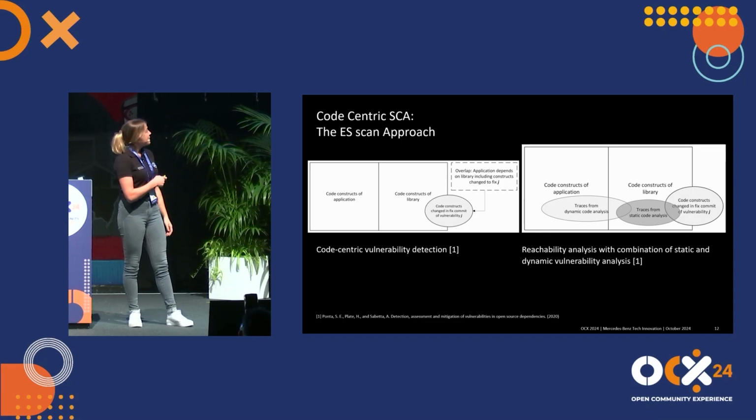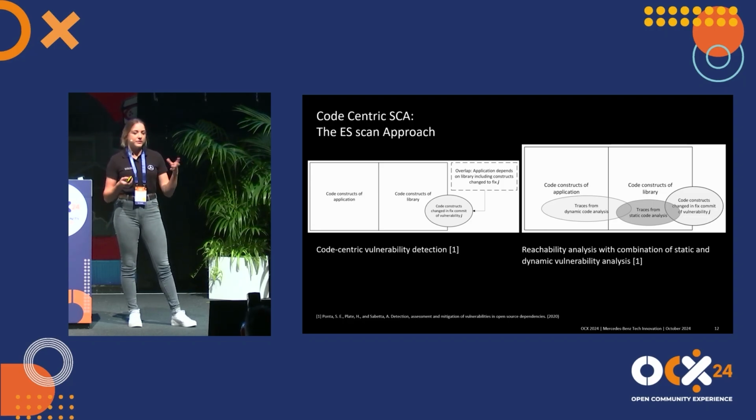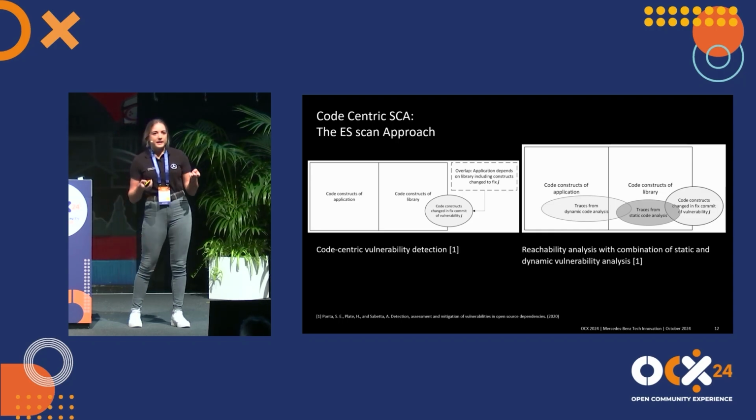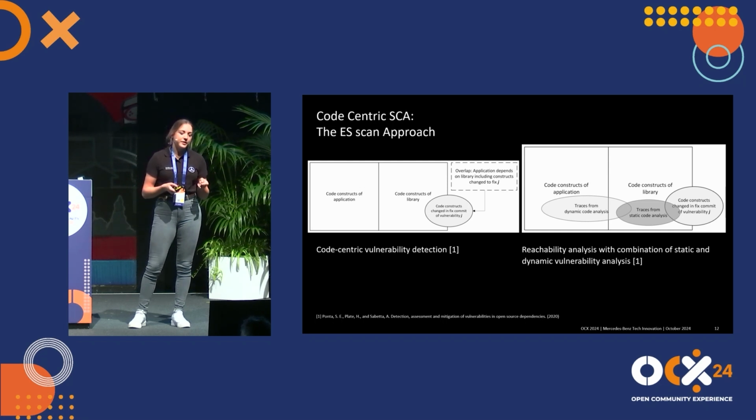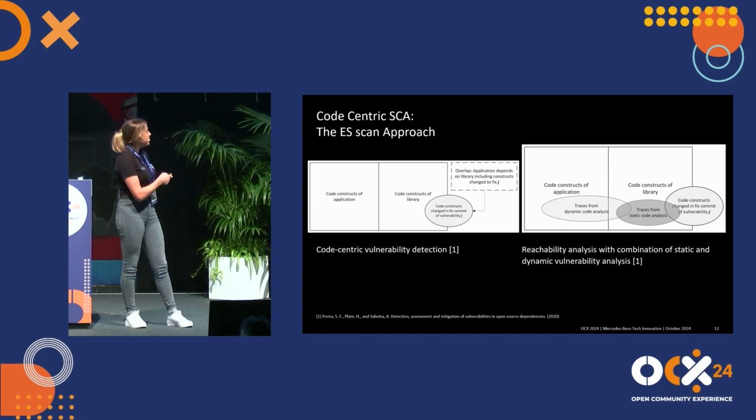On the right side, we can see how the reachability analysis works. Basically, we first do a dynamic approach and collect the traces of the dynamic approach. Then we build a static analysis upon the dynamic approach. And again, the overlap here gives our reachable or potentially reachable code constructs.